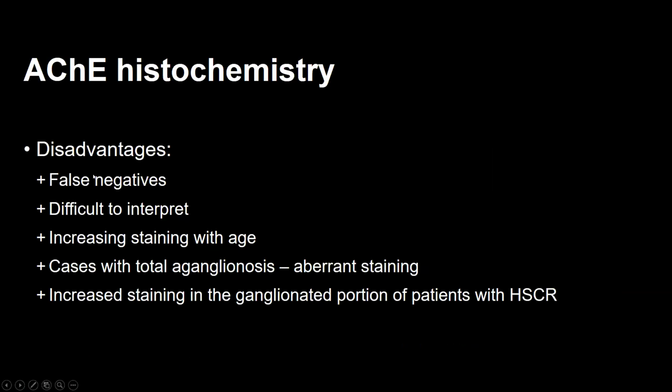And what are the disadvantages? Of course, there can be false negatives. They are very challenging to interpret. I've seen that with my own eyes. There's increased staining with age. The cases with total colonic aganglionosis have aberrant staining. And of course, there's increased staining in the ganglionated portion of patients with Hirschsprung disease. So it's really a challenge to use this histochemistry, and I would advise against it unless you have no alternative.